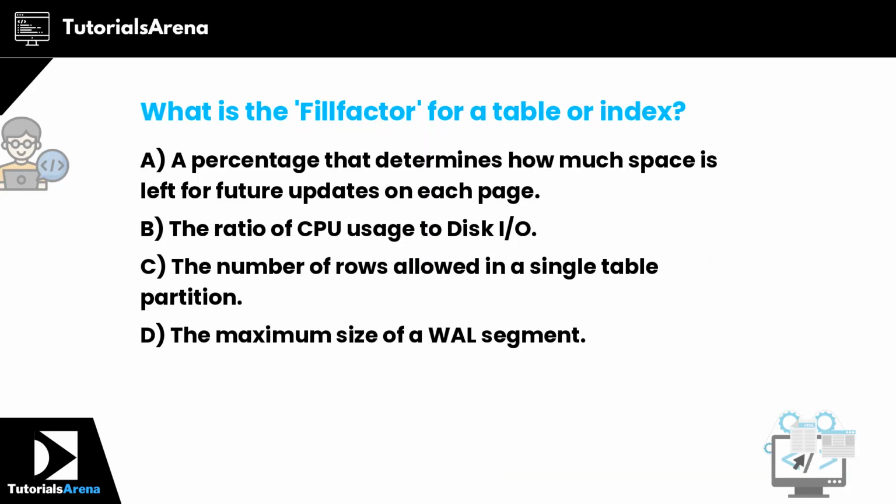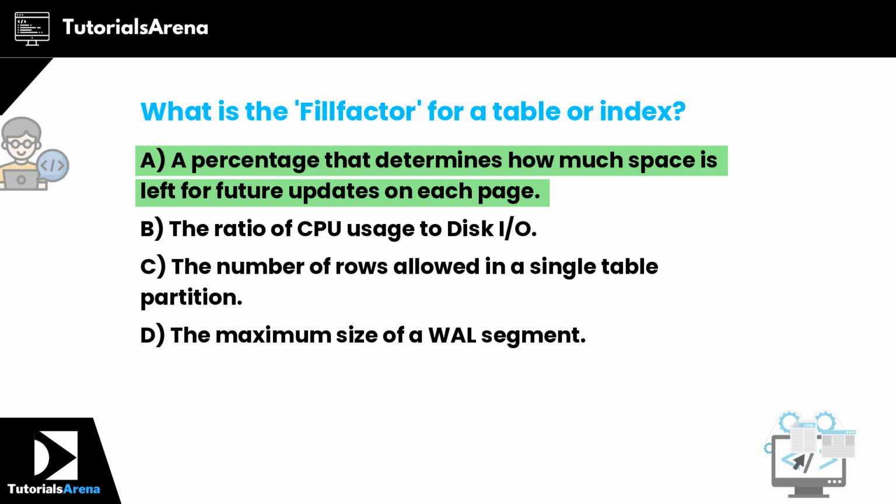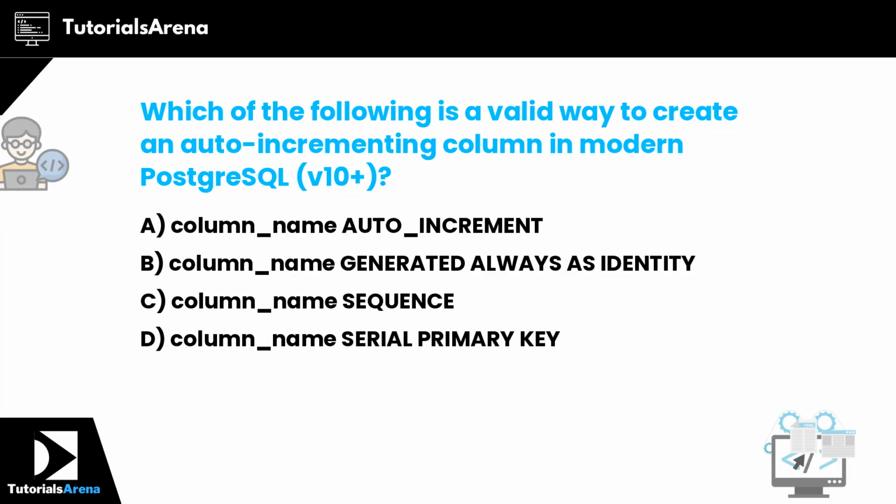What is the fill factor for a table or index? The correct answer is option A, a percentage that determines how much space is left for future updates on each page. Which of the following is a valid way to create an auto-incrementing column in modern PostgreSQL v10+?